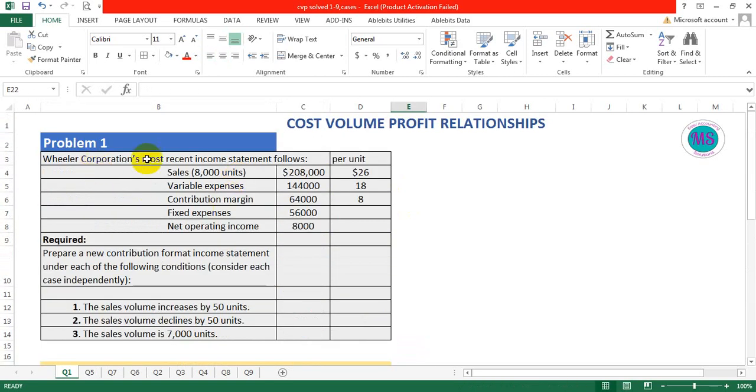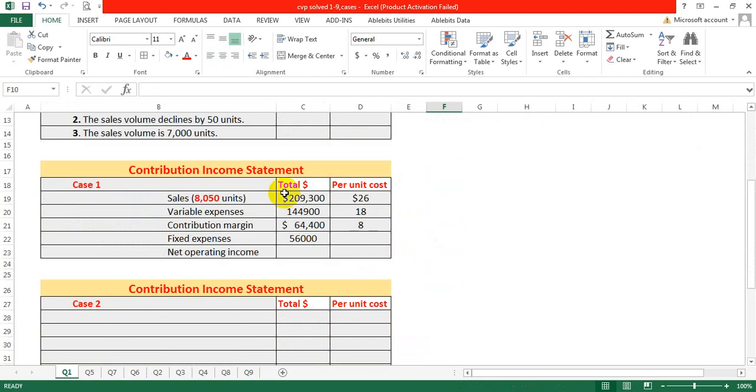Now my fixed expense is $56,000. In this question, the fixed expenses remain fixed because there is no condition that fixed expense changes, right? So we will consider fixed expense as constant at all levels. So we will take fixed expense as $56,000. So what about my net operating income? Contribution margin minus fixed expense is my net operating income, and that is $8,400, right?